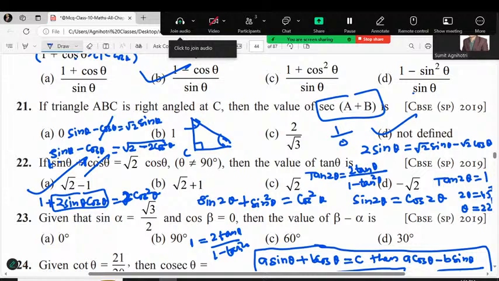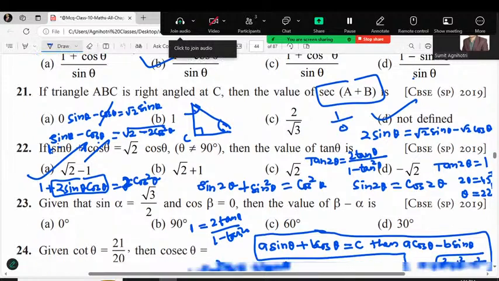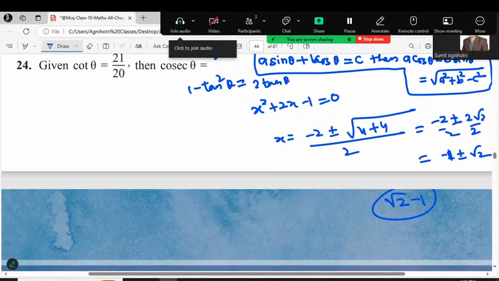Understood? Many students do recall that tan 22 and a half is root 2 minus 1. I will suggest you to remember it. You need to remember some of the cases. What are those cases? I'm telling. Like you can remember these formulas.